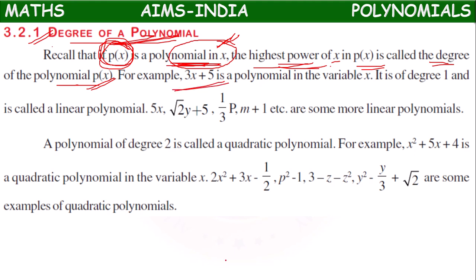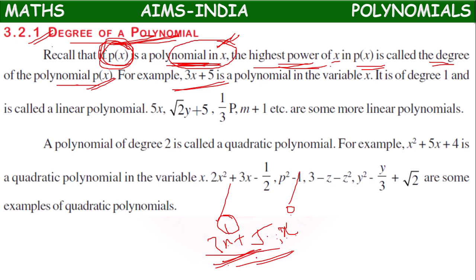For example, 3x plus 5. It's a polynomial in x. Here x power is 1. Here there is no x. If there is no x, we can assume x power 0, because x power 0 value is 1, and 1 into 5 is 5. The value doesn't change. Here x power is 1, and here x power is 0. What is the highest power? 1 is the highest power of the variable. So the degree of this particular polynomial is 1.